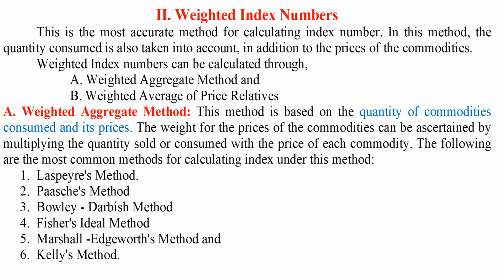Weighted index numbers can be calculated through A. Weighted aggregate method and B. Weighted average of price relatives. A. Weighted aggregate method. This method is based on the quantity of commodities consumed and its prices. The weight for the prices of the commodities can be ascertained by multiplying the quantity sold or consumed with the price of each commodity. The following are the most common methods for calculating index under this method.